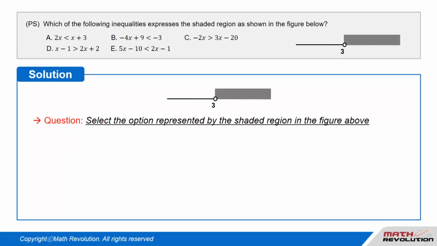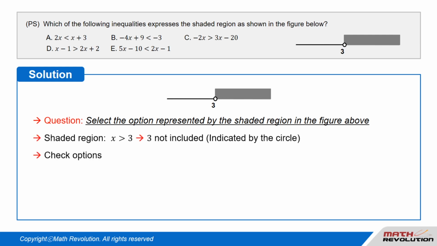We are required to select the option that is represented by the shaded region in the figure above. Pay attention to the graph drawn on the vertical line. Difficult questions will appear in the exam if you get this type of question right. Now the shaded region represents x is greater than 3, and 3 is not included as the circle indicates. So let us check the options.